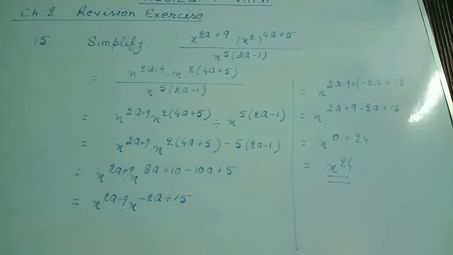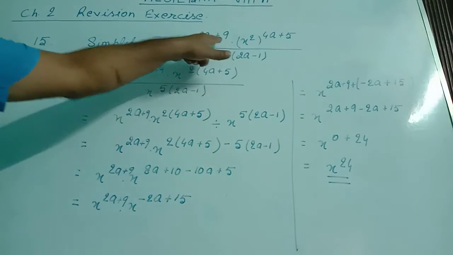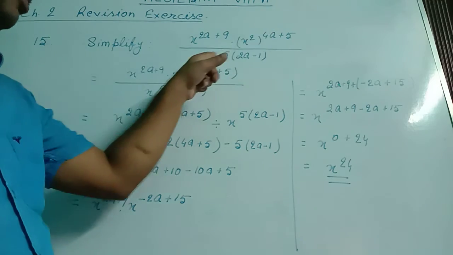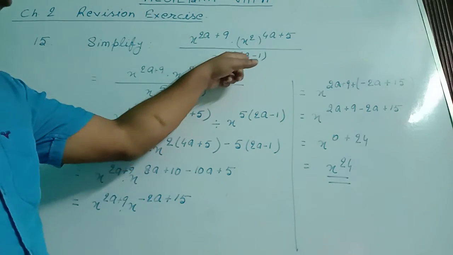Question number 15. Simplify x to the power 2a plus 9 into x squared whole power 4a plus 5, by x to the power 5 into 2a minus 1.